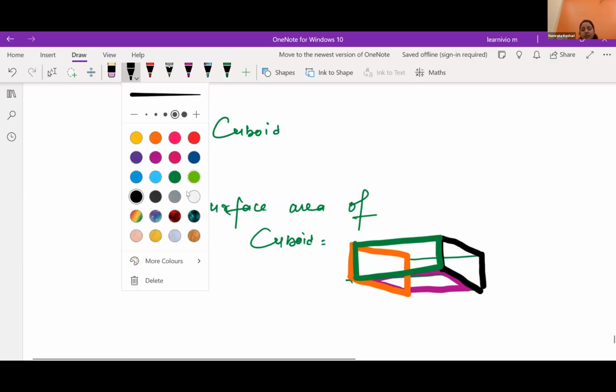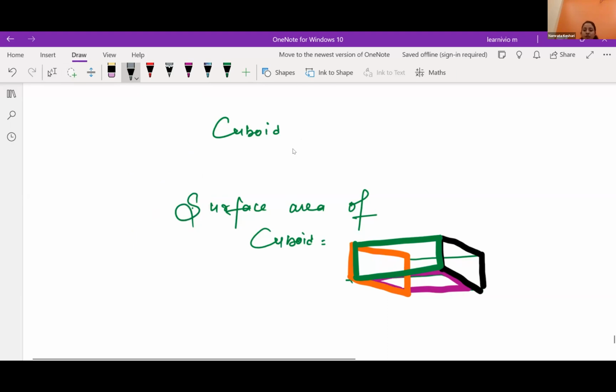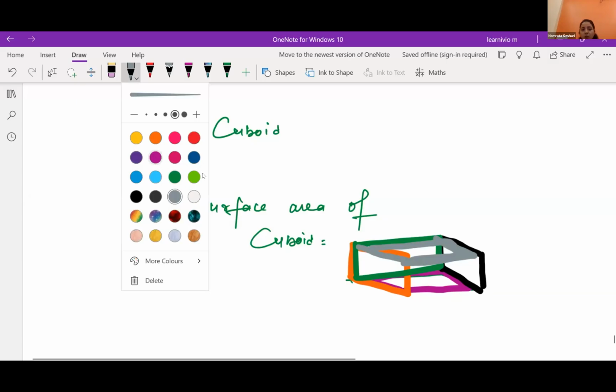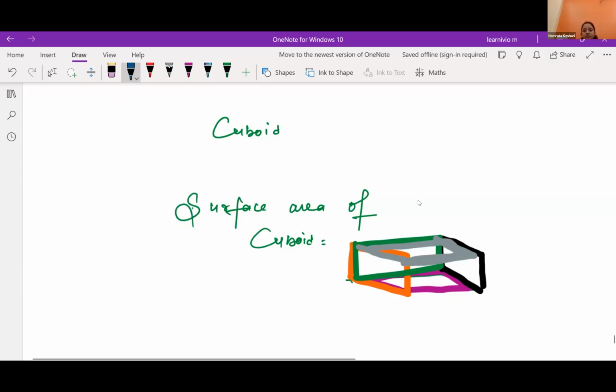Exactly. Surface area means area of all the surfaces combined together. There is a rectangle at the top as well, if you can see, and the rectangle at the front also. So how many rectangles are there? Ma'am, 6. 6 rectangles are there. Rectangle at the bottom, rectangle at the top, 2 rectangles. Rectangle on the left, rectangle on the right, 2 more. Rectangle on the front, rectangle on the back, 2 more. Total 6 rectangles are there.